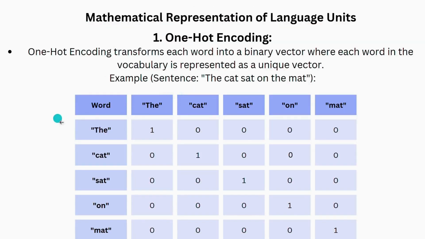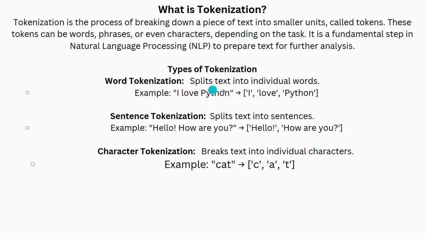Word tokenization means splitting the text into individual words. Here, I love Python. I is one token, love is one token, Python is one token. Here it will be stored in list format.